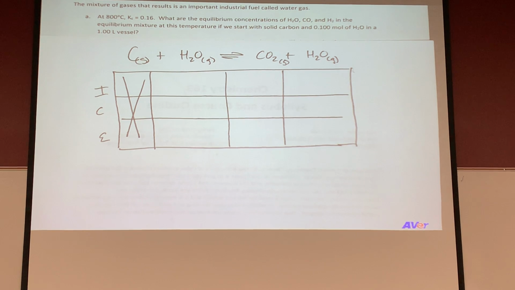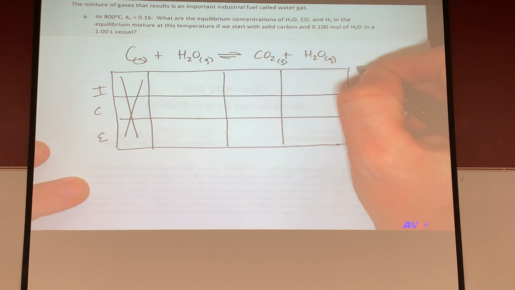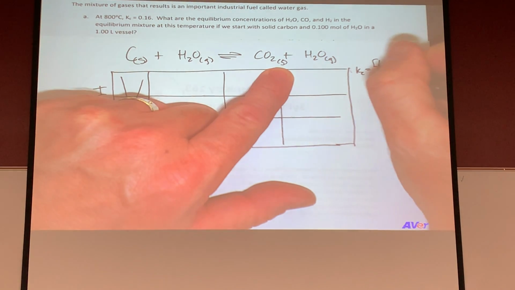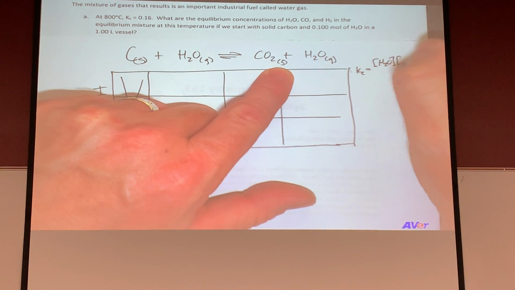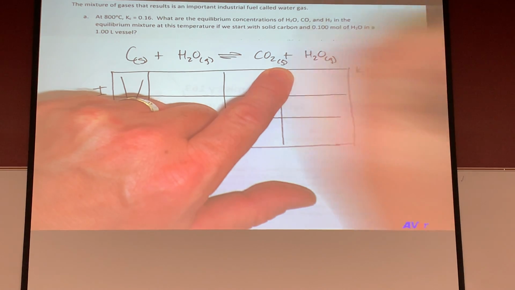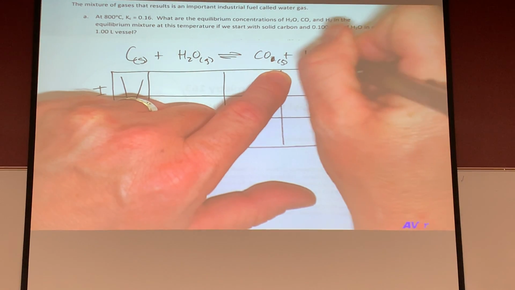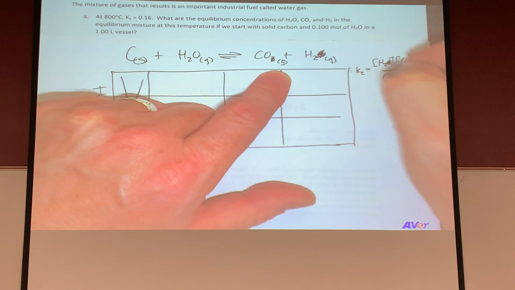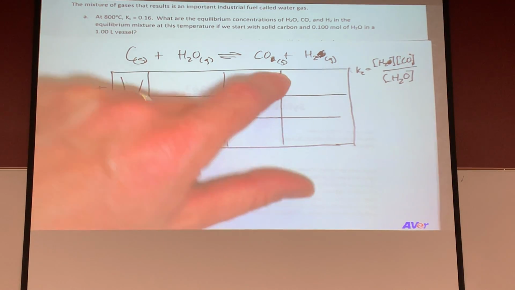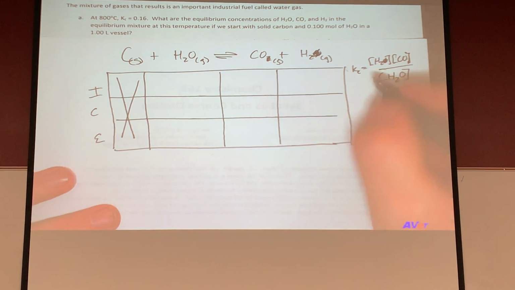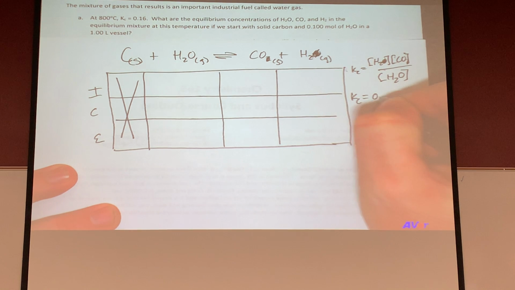Then, you should be able to, at this point, write this thing, which is concentration of water times concentration of CO. Not CO2. Concentration of CO divided by the concentration. At least I got my numbers right this time. Okay. You should be able to write the K expression. And it tells you here it equals 0.16.